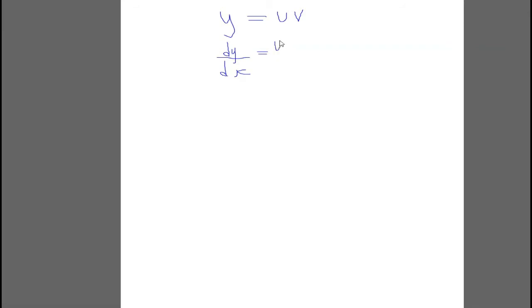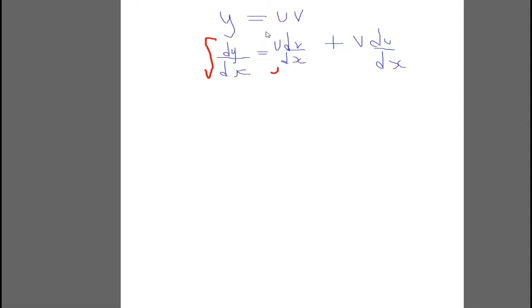It's equal to u dv by dx plus v du by dx. So this is just product rule, u dv dx plus v du dx. That's how we differentiate using product rule. Now what if we want to integrate? So we integrate both sides.